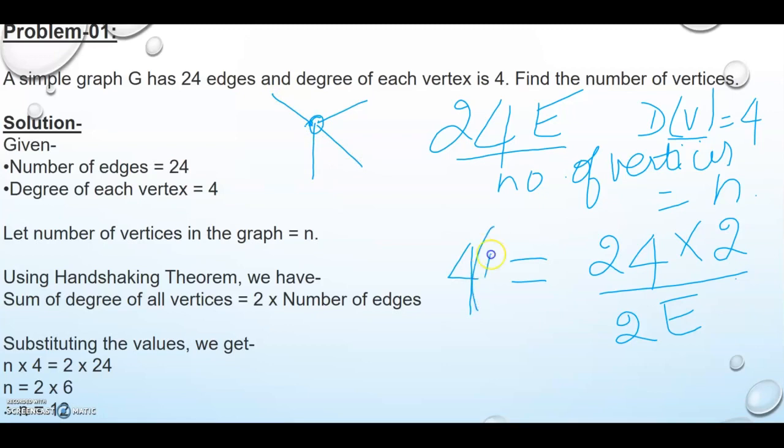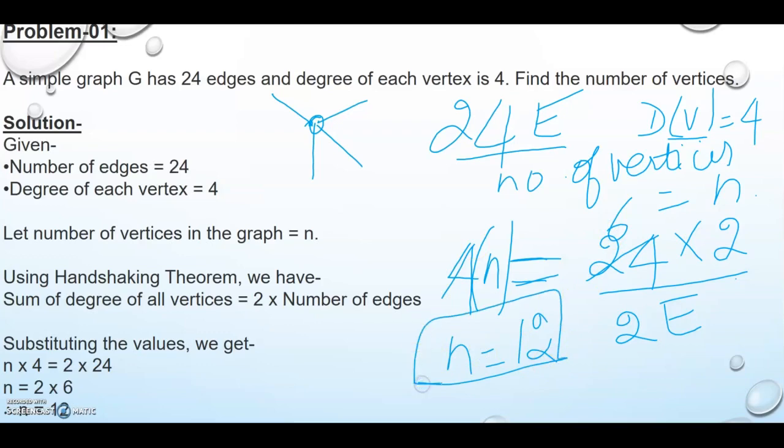So 4 into the number of vertices, n, is equal to 24 into 2. So 4 into n is 24 into 2. What is n then? 4 cancels 6 times. So n is equal to 6 into 2, which is equal to 12. That's how we can do the problem.